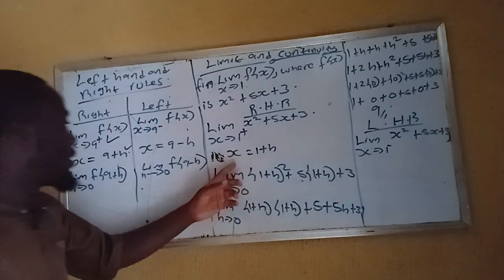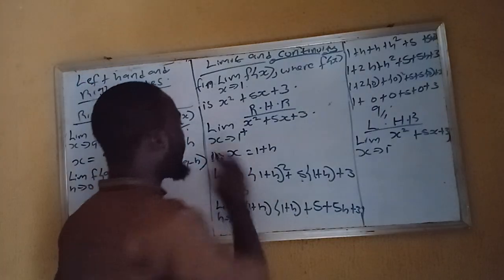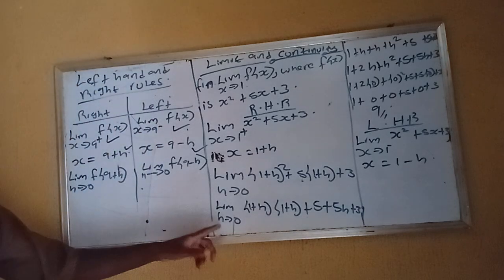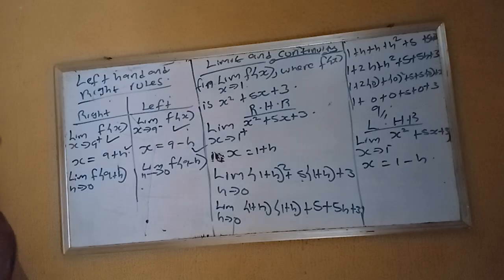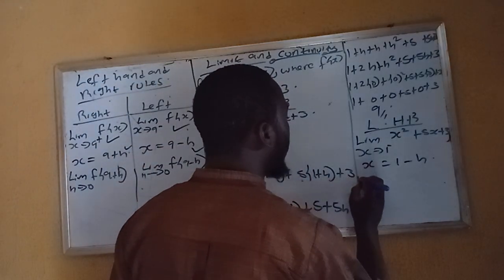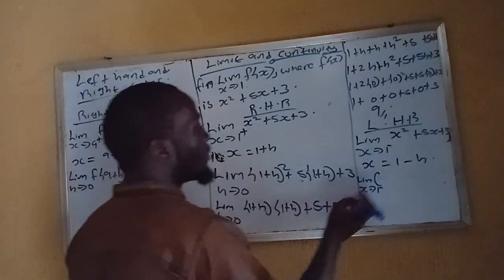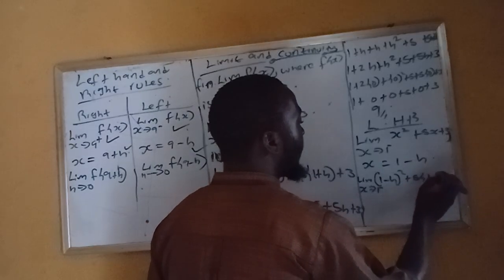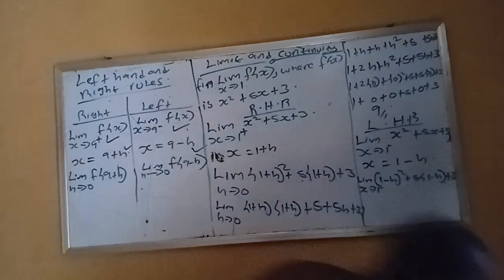So in this case, instead of x is equal to a plus h, it will be a minus h. So we'll be having x is equal to 1 minus h. Then the last step is the limit as h tends to 0 of f(a minus h). Anywhere we see x, we put 1 minus h in this question. So we have the limit as x tends to 1 minus. Now instead of x squared, I'm going to be putting 1 minus h squared, plus 5 times 1 minus h, plus 3. Now, after that, let me clean up the first part so I can see clearly.